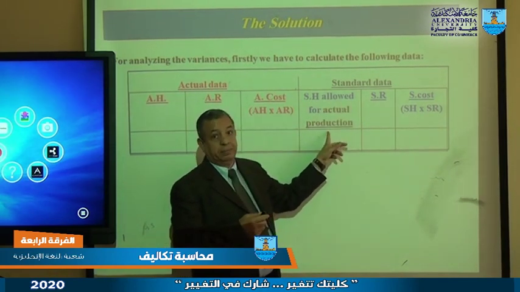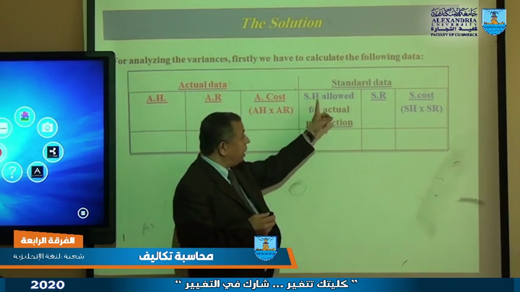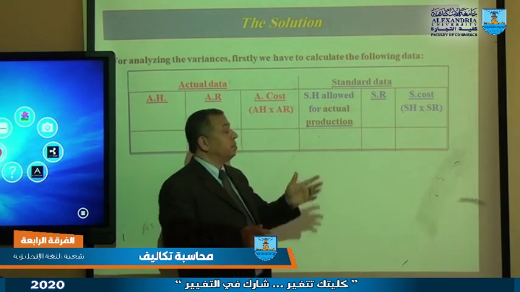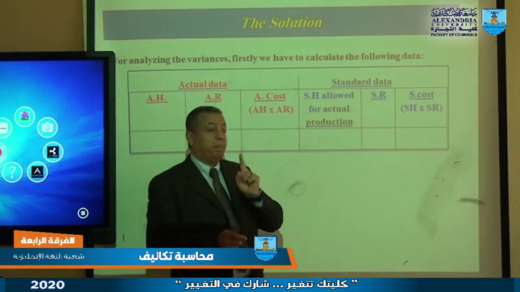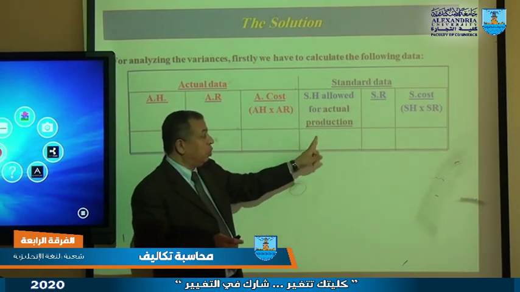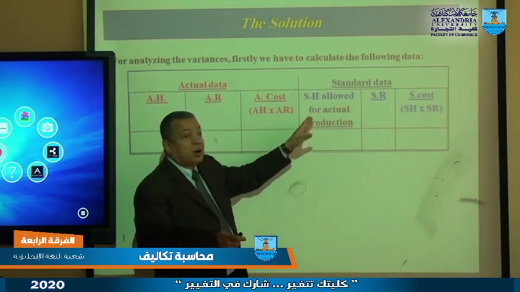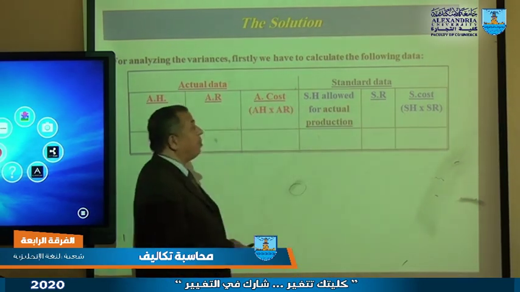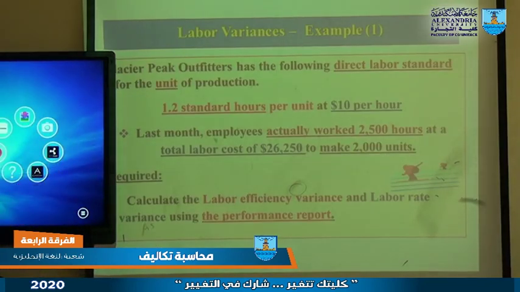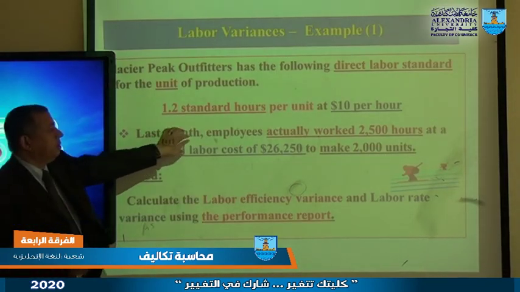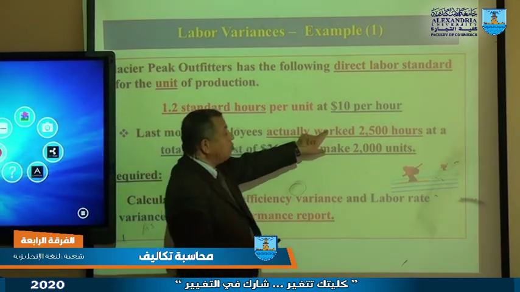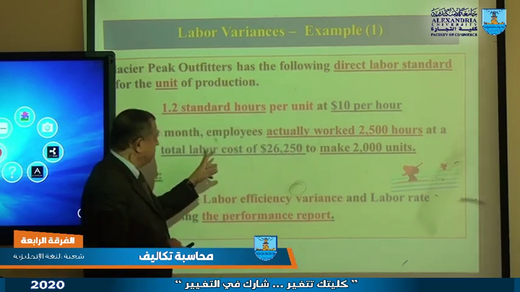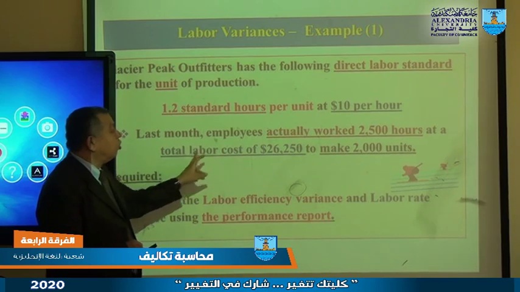Again, here you have a problem. Here you have an equation, because I need standard hours allowed for production. But actually, I set the standard per unit. Per unit. But here it is allowed for production. So you have to calculate how many hours you need. Standard rate and standard cost. If I go back to my problem again, this is actual. Actual worked hours. It's actual hours. And I have the total cost.